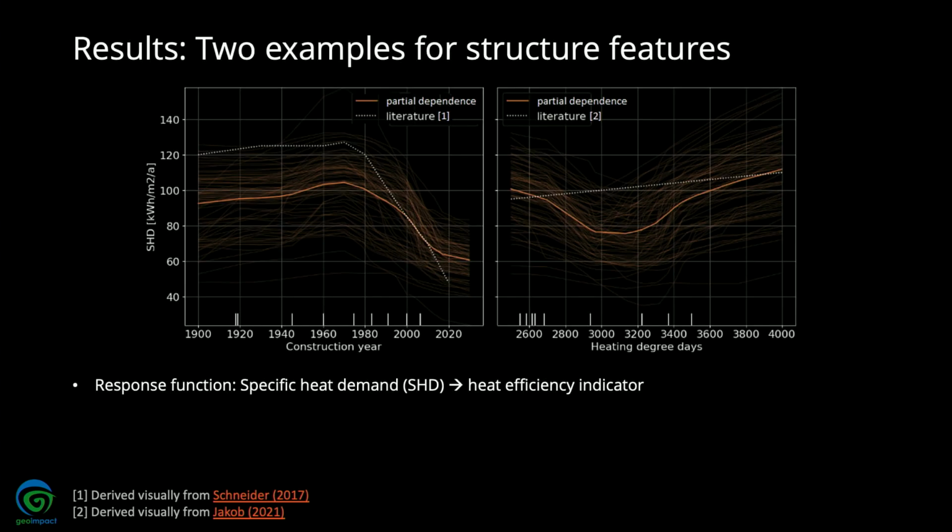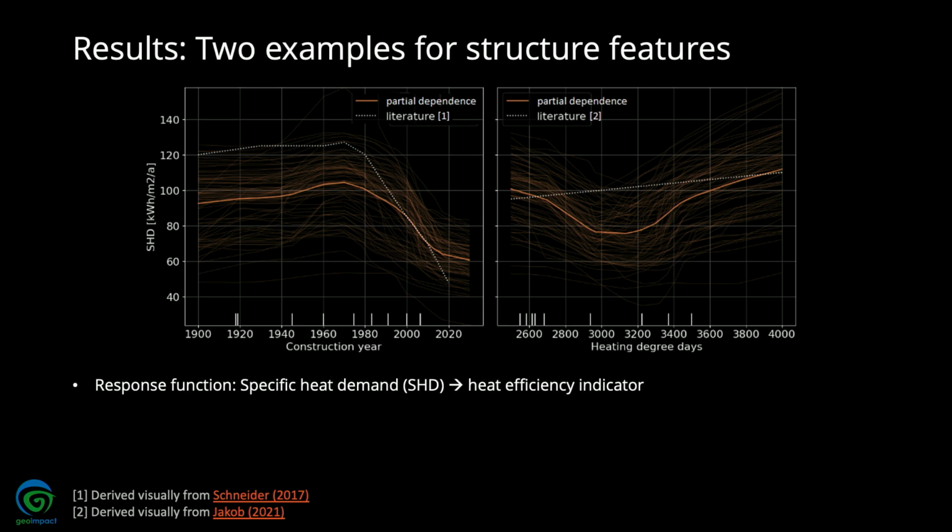So here two examples for two attributes, construction year and heating degree days. So in orange you see the partial dependence of these attributes on the specific heat demand. So we divided the heat consumption model by the energy reference area, then you see the dependency on these different attributes.